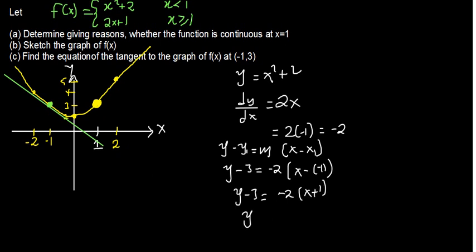So I'm going to keep this y and take the 3 to the other side. So negative 2 times x, that will be negative 2x. Negative 2 times 1, negative 2. And then I'll now get this 3, take it to the other side, becomes positive 3. So that means the equation of the tangent is y equals negative 2x plus 1.